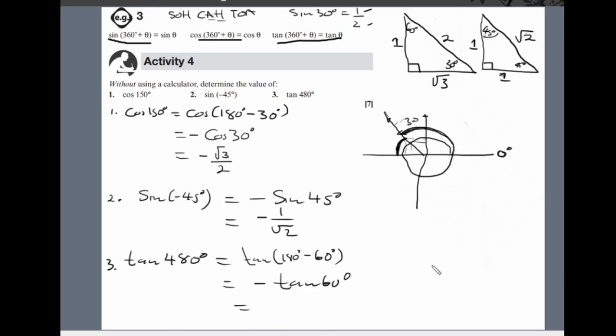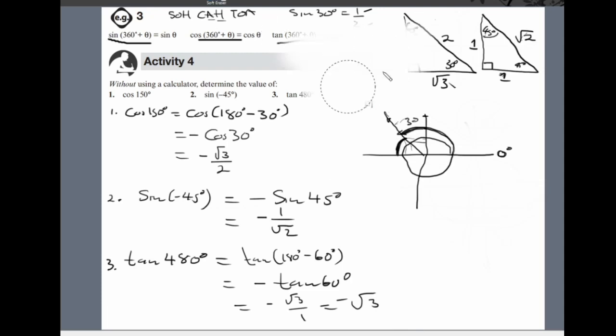Okay, and then now we have the special triangle. If you say tan 60, you'll have opposite over adjacent. That's root 3 over 1, which is the same as root 3, so with the minus sign it is minus root 3. Okay, and then you are done. I'll send an example.